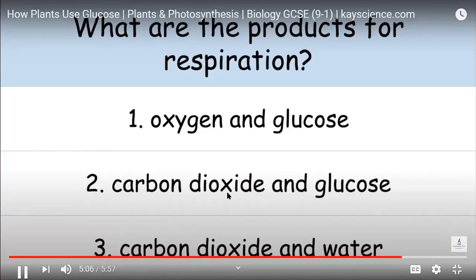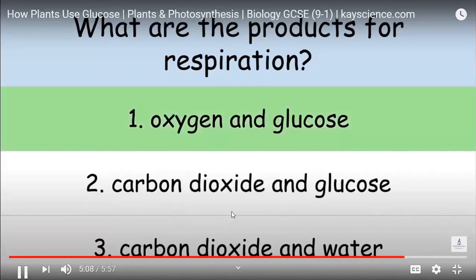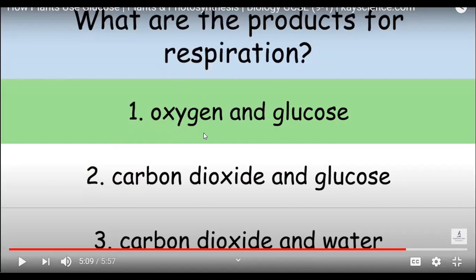The products for respiration is not oxygen and glucose. Hold on. What is this guy questioning about? It's the reactants for respiration. That question is wrong. We are talking about the reactants. Reactants are oxygen and glucose.